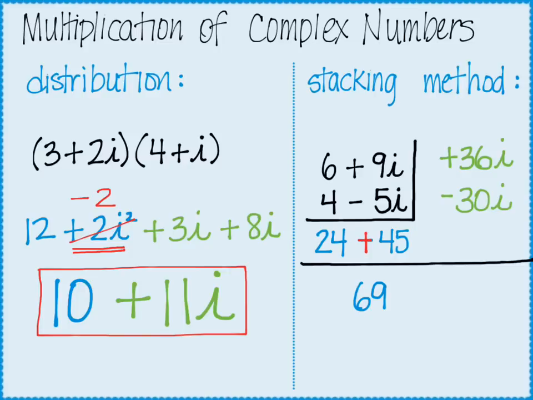Now I can collect everything, and I collect those blues, those reals. 24 plus 45 is 69. I collect my imaginaries, and I get plus 6i, and that's my final answer.